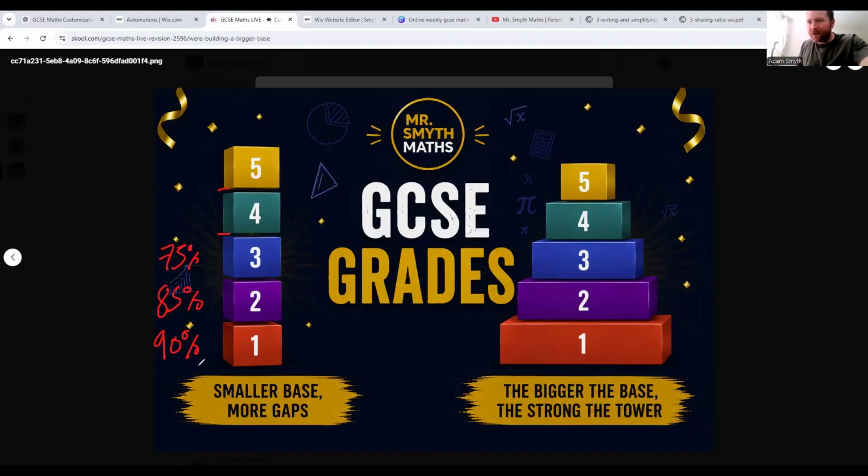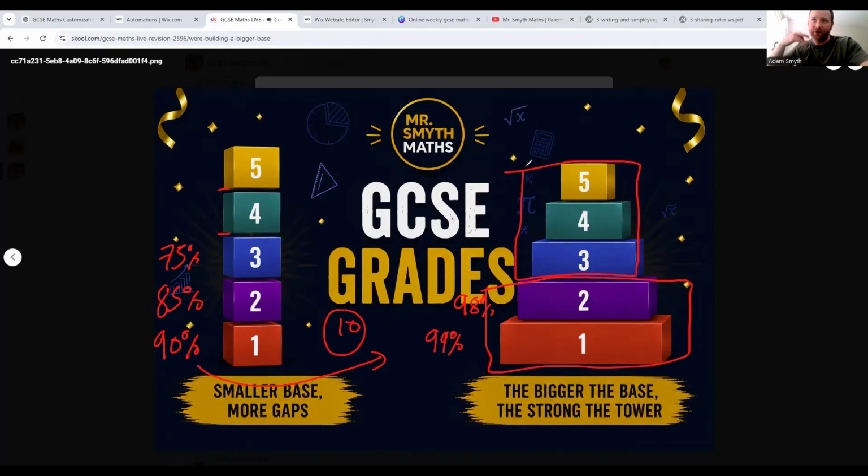It might be. But if we can get your grade 1 skills to 99%, if we can get your grade 2 skills to 98%, without us even touching grade 3, we've probably gained an extra 10 marks there in the exam. But then, look what happens. We build a really secure base. Our network between topics is stronger. And just the act of building grade 1 and grade 2 skills stronger means we can better access the grade 3, the grade 4, the grade 5 skills. So I think that these skills will automatically improve.